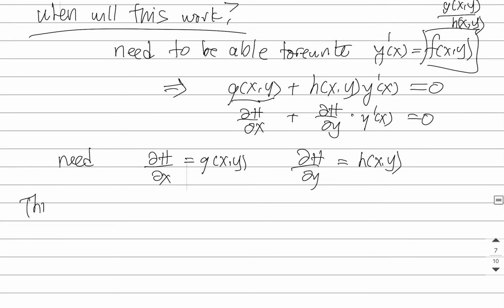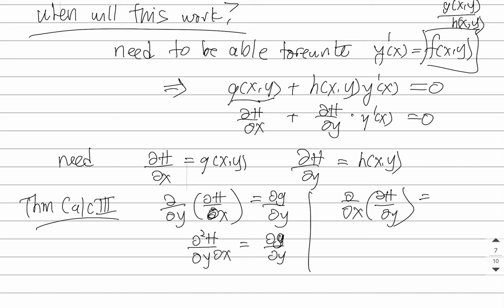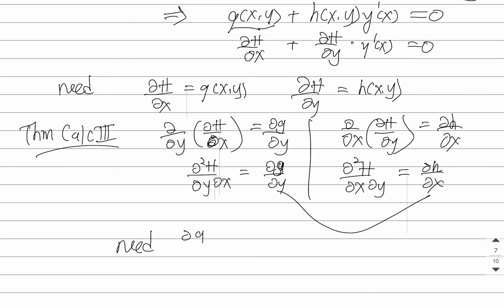Now, there's a theorem from multivariable calculus that says if you've got nice, well-behaved functions like we are going to assume we have here, then when you take higher derivatives that are partials, it doesn't matter what order you take them in. So if I were to take the second derivative of this first expression, so if I have an x derivative, if I take a y derivative, I'm going to have dg/dy. And if I were to take the x derivative of this side, so dh/dx, then the mixed partial that I get has to be the same regardless of what order I take them in. That's the result of this theorem. So we need dg/dy to be dh/dx for this to work.